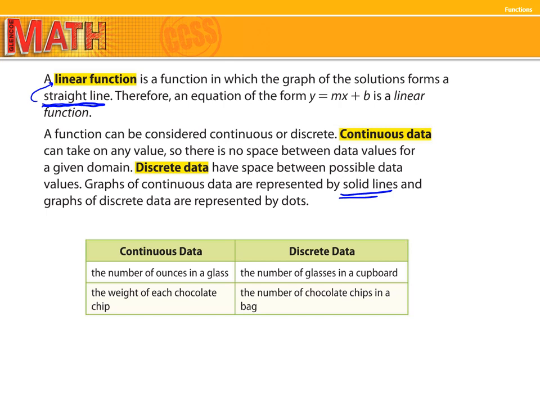Discrete data, the number of glasses in a cupboard. You cannot have half a glass. You have to have full glasses. So each dot on the discrete data graph is going to represent 1 glass. The number of chocolate chips in a bag. Okay. Most chocolate chips in a bag are going to be complete. So you can cut it into half, but that's not what we're talking about here. It's discrete data, the full or whole chocolate chip.